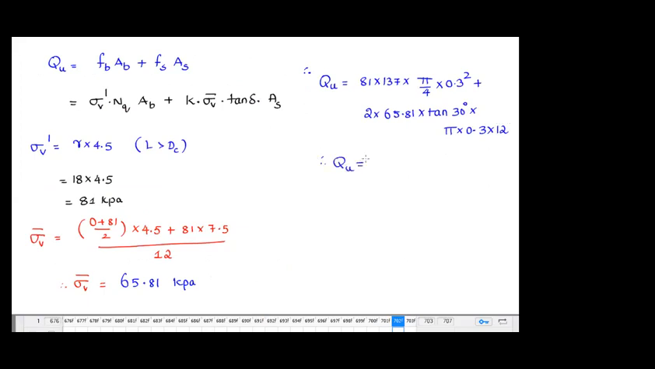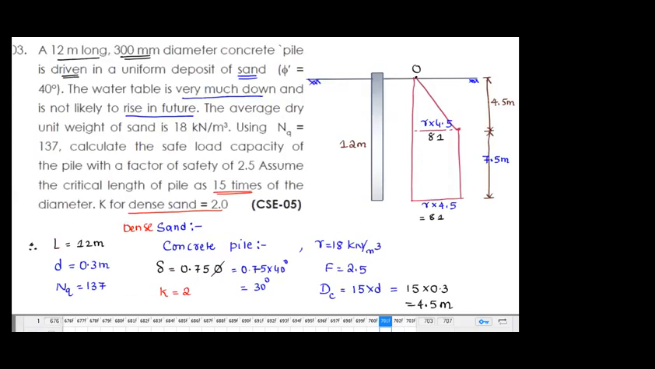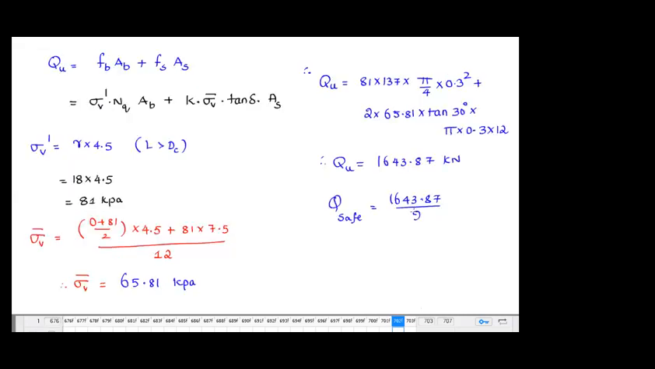So the ultimate load carrying capacity, come on, tell me what is this value? 1643.87 kilonewtons. And what is the safe load? 1643.87 by the factor of safety. How much is the factor of safety? The factor of safety is 2.5. 1643.87 by 2.5 is 657.55.